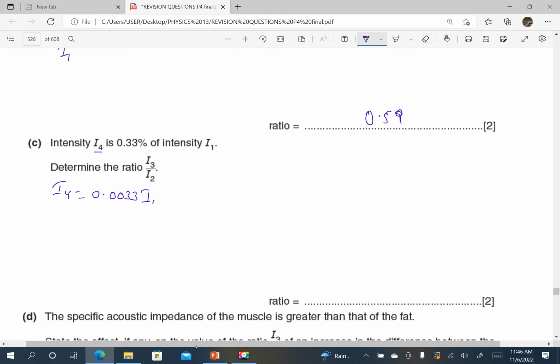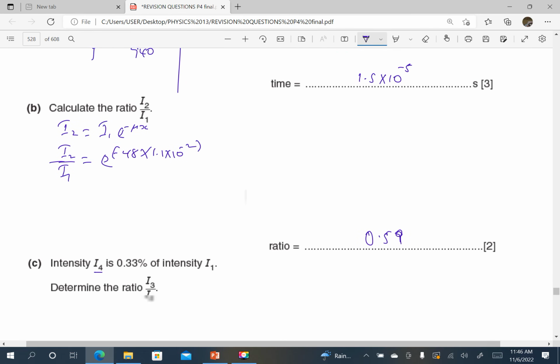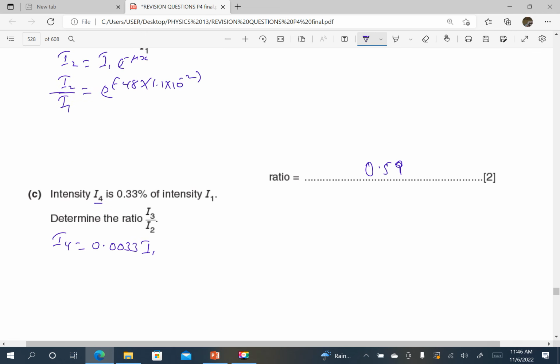Determine the ratio I3 over I2. So we go back and see what is I3 over I2. But we have here I2. We have I2 is equal to 0.59 I1. Don't forget that I2 is 0.59 times I1 from this part here. This part here, I2 over I1, is 0.59. So it means I2 is 0.59 times I1.